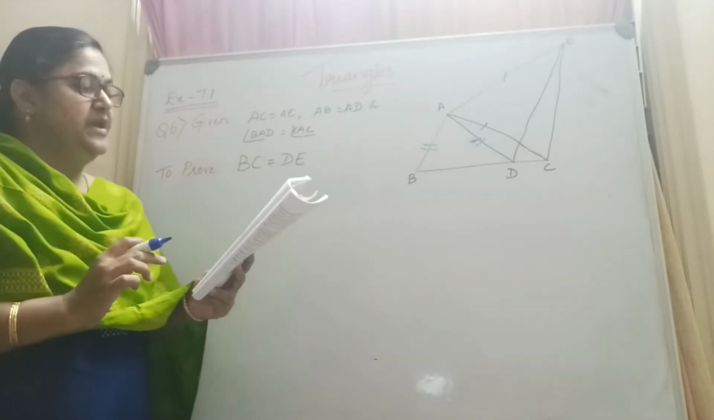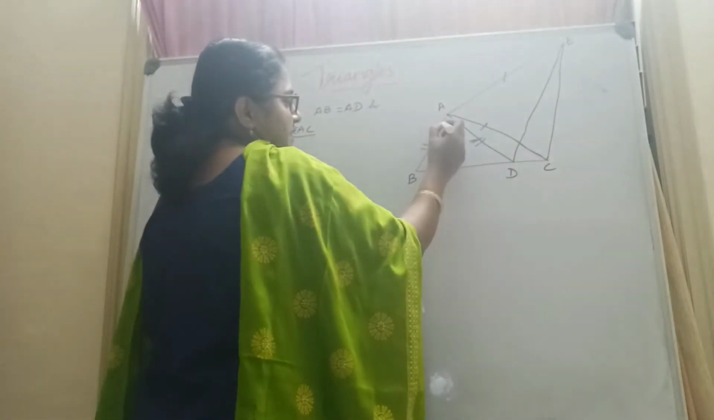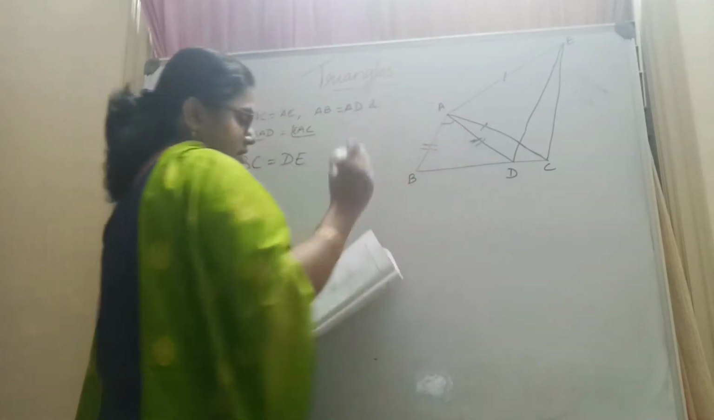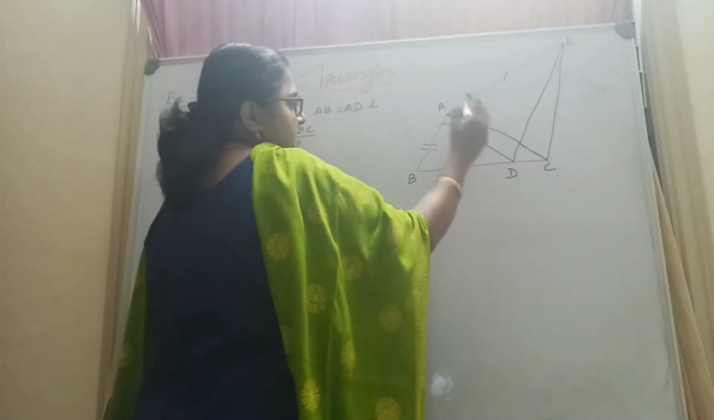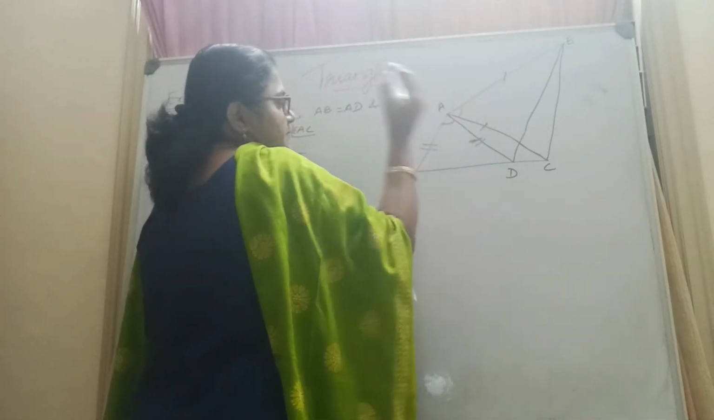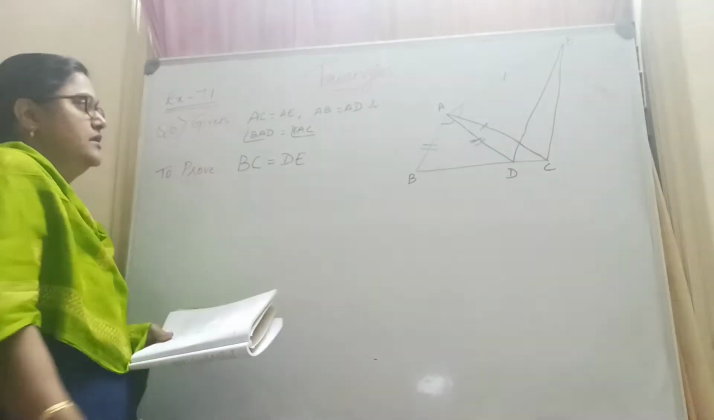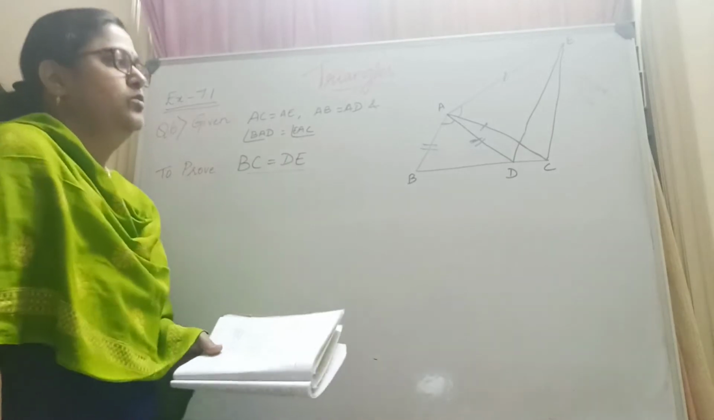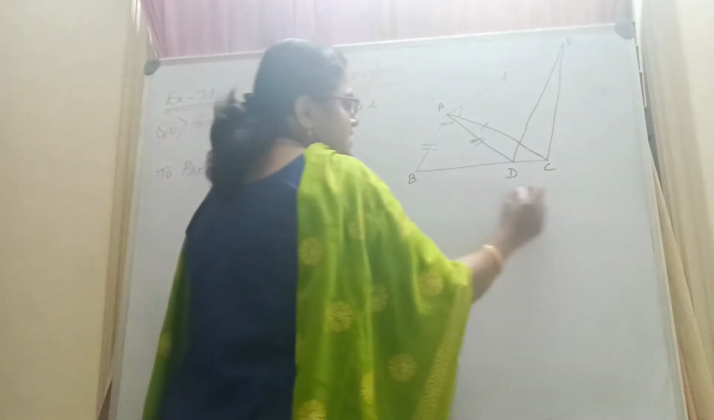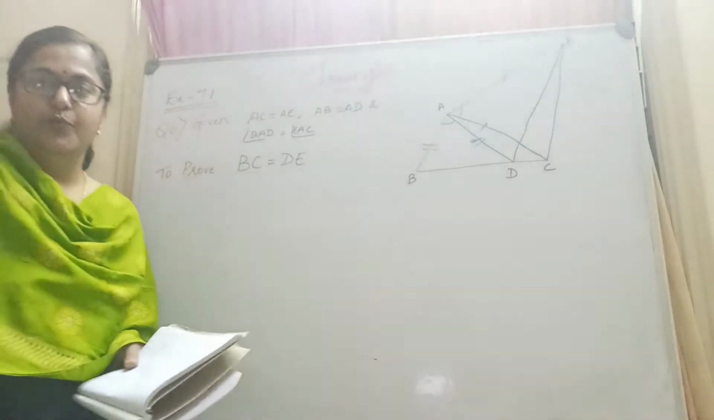Now angle BAD, that is this angle, is equal to angle EAC. That is this angle. This is the given information. Now I have to prove that BC is equal to DE. This is what I have to prove.